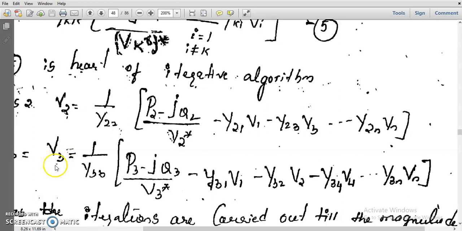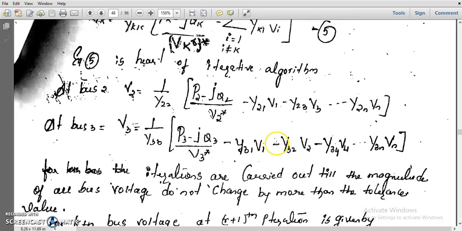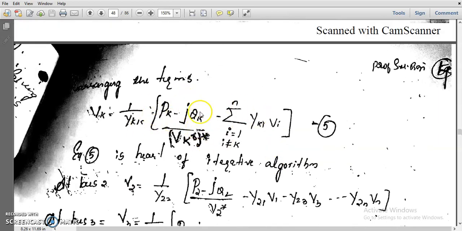Similarly, if you go for V3, how to write it? 1 by Y_33 times P3 minus j Q3 divided by V3 star, minus Y_31 V1, Y_32 V2. Y_33 don't put, because Y_33 V3 is already there. Then minus Y_34 V4 and so on up to Y_3n Vn. Similarly this goes on depending upon the buses. Now this is also the Gauss-Seidel equation.